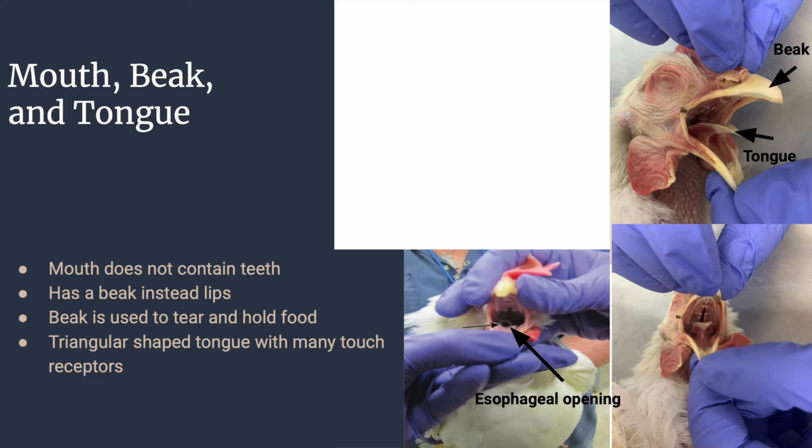Now we're moving on to digestive anatomy. Starting off, we have the mouth, beak, and tongue. For chickens, the mouth does not contain teeth, and it has a beak instead of lips. The beak is used to tear and hold food, and they have a triangular-shaped tongue with many touch receptors instead of taste buds.